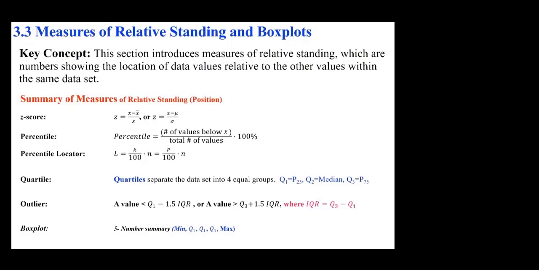Quartiles separate the data into 4 equal groups, Q1 or P25. Q2 is the same as the median, and Q3 is P75. Outlier. How do we find an outlier? I've mentioned the concept of outlier before, which means something is way off, but now precisely a value which is less than Q1 minus 1.5 IQR or greater than Q3 plus 1.5 IQR. We see what that means shortly when we look at box plots and the 5-number summary, which requires 5 numbers minimum, those 3 values, the min and the max.